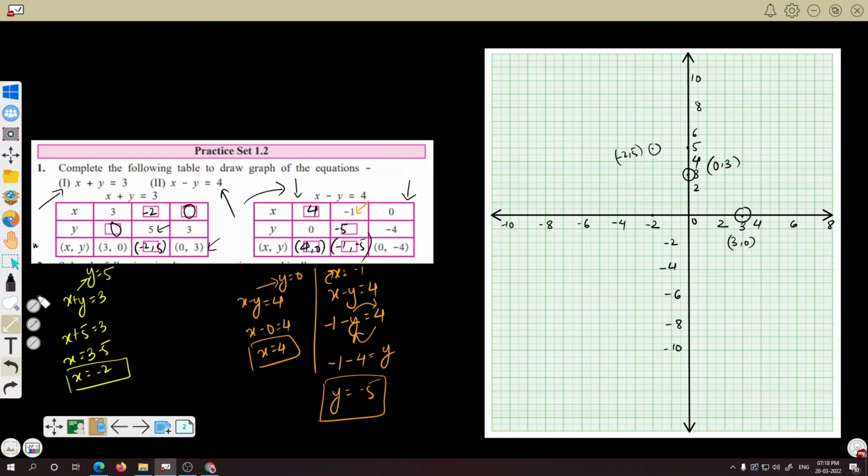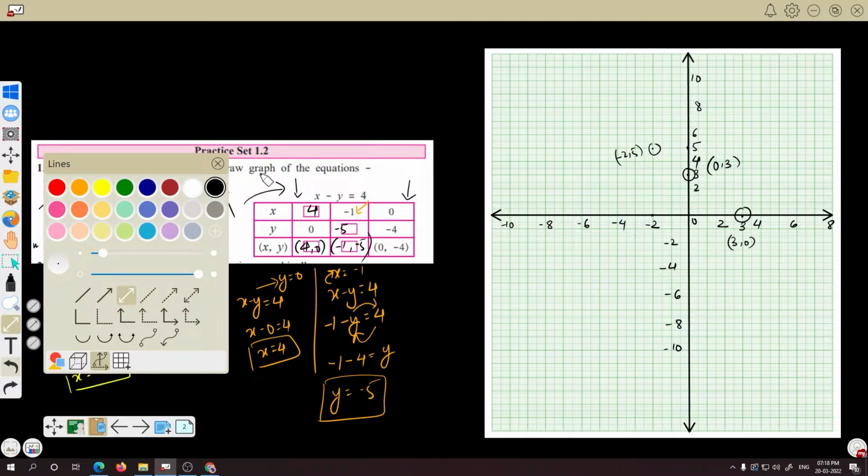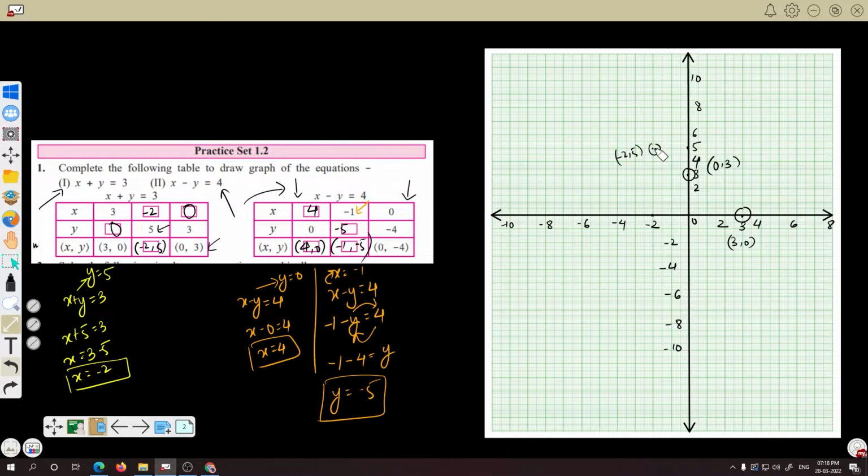Now we will join all the points in such a way that all the points lie on the line, like this. I'll draw a line which passes through all the points. Accuracy is important. I'll extend this in this direction. Make sure that the points lie on the same line.